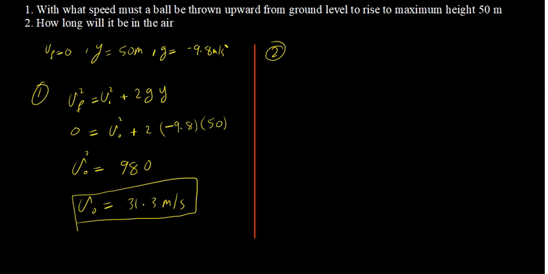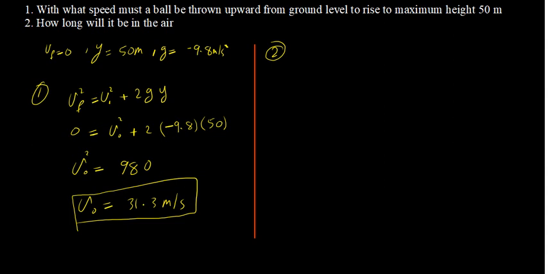Here we're asking about the total time for the entire process. So it will go from the ground to the maximum height, and that's the time to reach the maximum height. Then the time from the maximum height back to the ground, or back to the original point, is the rest. Together, that is the total time in air. So let's do it this way.